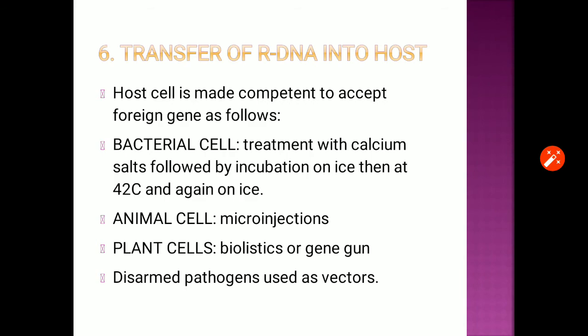Disarmed pathogens are, suppose we are using a retrovirus to transfer the gene, and it has a harmful or disease causing gene. We need to remove the disease causing gene before using it as a vector. This removal of the undesired or harmful gene from the organism, or from the part of the organism which we will use as a vector for transferring the desired gene, is termed disarming of the vector, and that pathogen will be termed the disarmed pathogen.